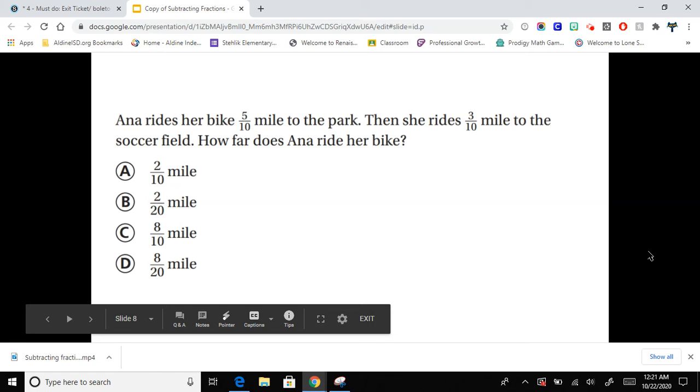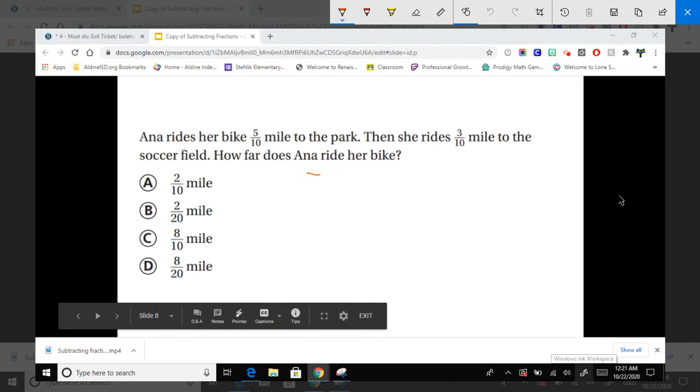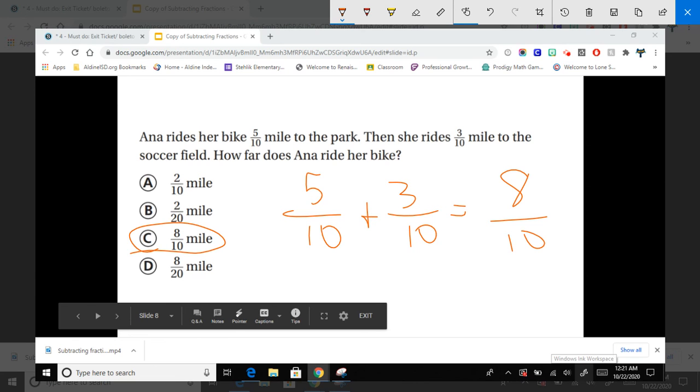All right. Anna rides her bike 5/10 mile to the park. Then she rides 3/10 mile to the soccer field. How far does Anna ride her bike? Okay. So if she rides 5/10 and then she rides another 3/10, how far does she ride her bike? Well, if you add both of those, she rides her bike 8/10 of a mile. That would be C.